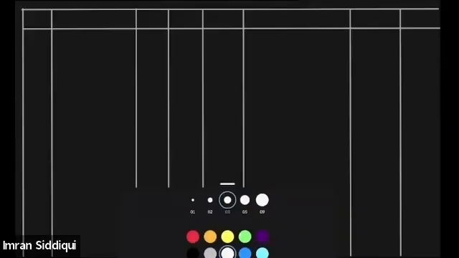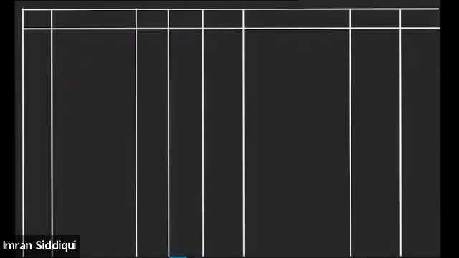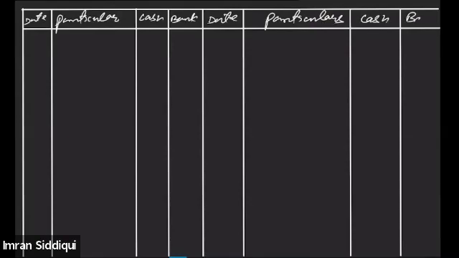Okay. So this is how we will be preparing it. Date, particulars, and cash column, bank column. Again, date, particulars, and cash, and bank.